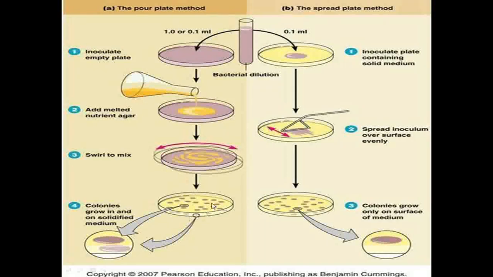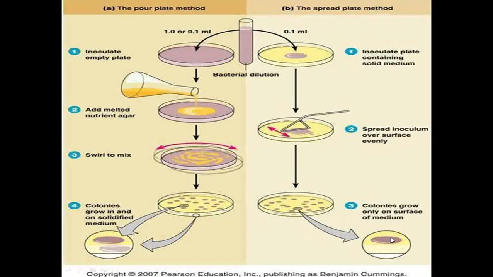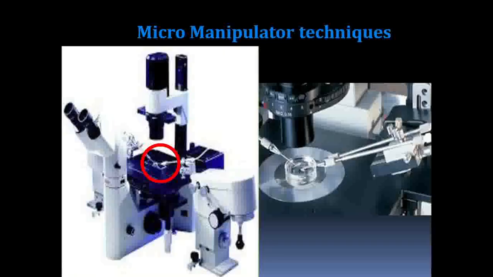Now after incubation, you can see below, here the agar medium is there, below embedded cells are there, colonies are there, and at the surface also you have colonies. Here at the surface only you will have colonies, no embedded colonies, only surface. So these are two different methods that are used to isolate your cell culture.